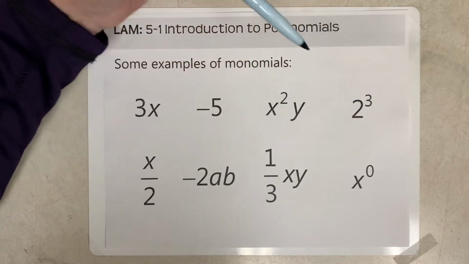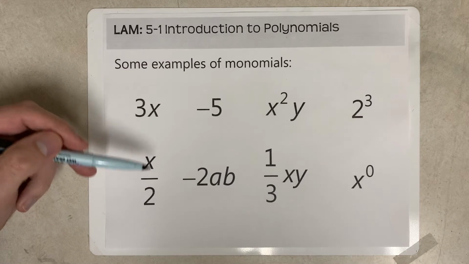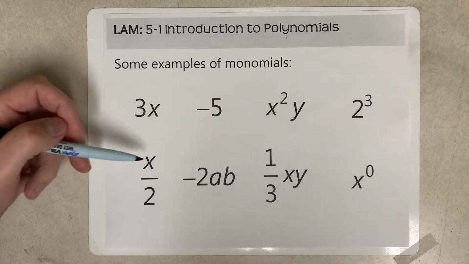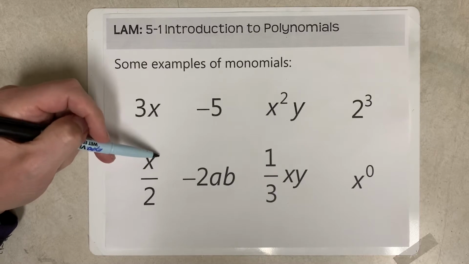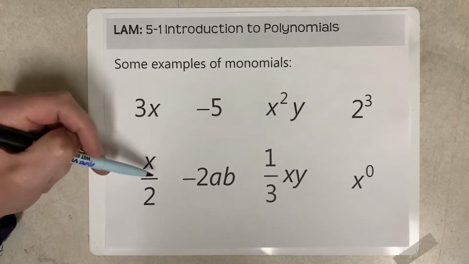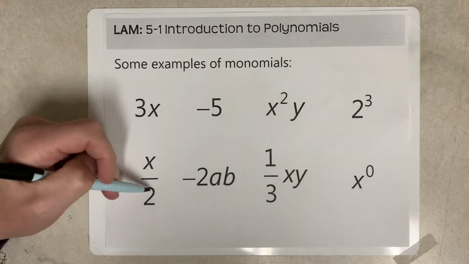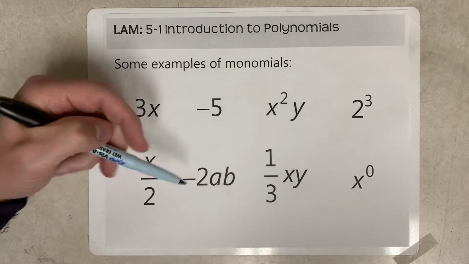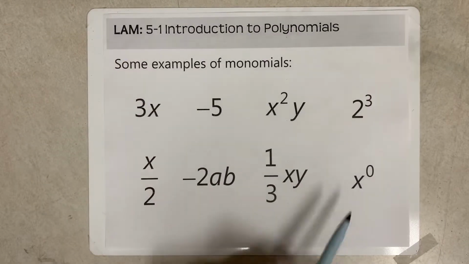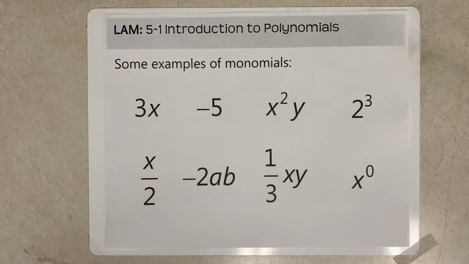2 cubed, x divided by 2. And remember, it said variable exponents in the numerator must be whole numbers. And the exponent here is a 1 on the x, which is going to make this okay to be a monomial. You really can't have denominator variables though. -2ab is fine. 1/3 xy is fine. And x to the 0, which would be equal to 1, is fine also.